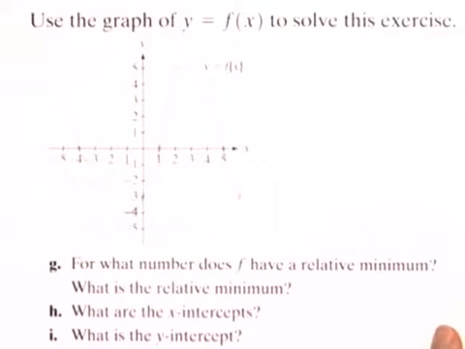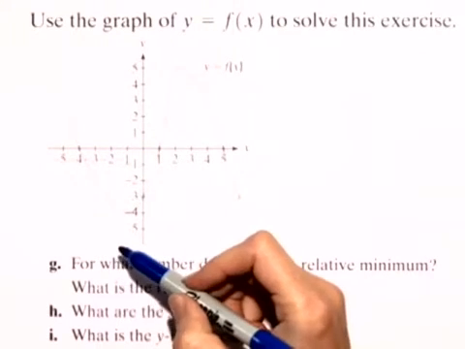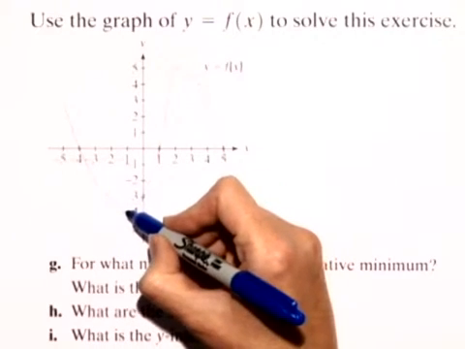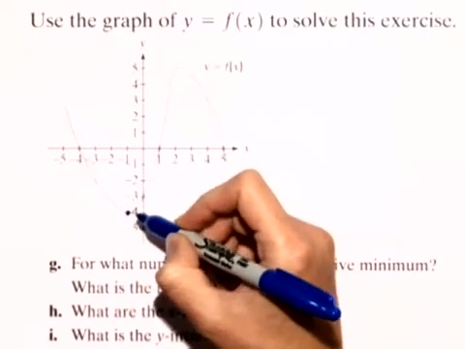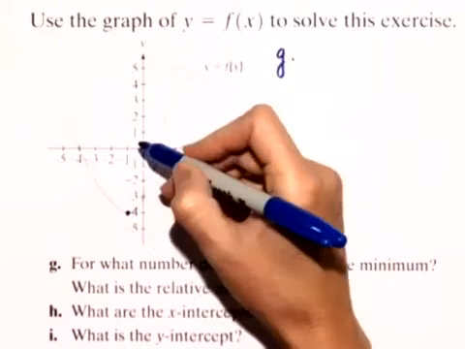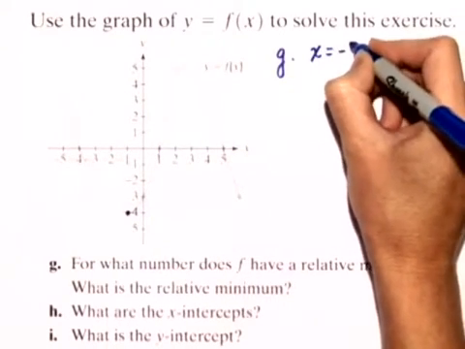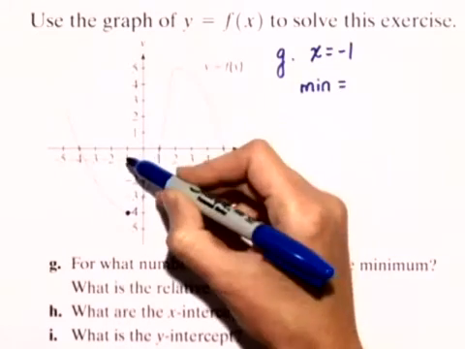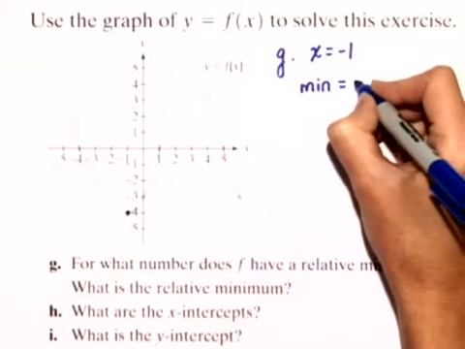Let's move on to part G. In part G, we want to know for what number does f have a relative minimum and what is the relative minimum. Remember, anytime the behavior changes from increasing to decreasing or decreasing to increasing, we have either a relative minimum or maximum. And it looks like right about here we have a relative minimum. So in part G, the x value that corresponds to that relative minimum would be an x value of -1, and that relative minimum would be f of -1 or a y value of -4.